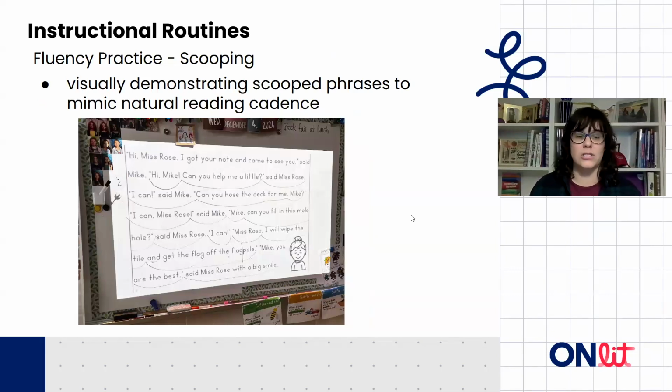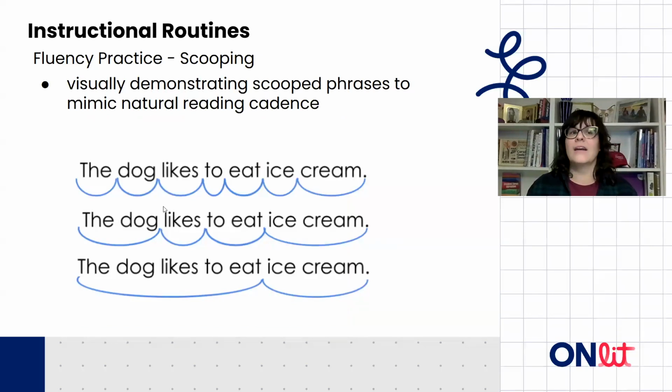So we use something called scooping. Scooping is literally just taking a marker and underlining in a large scoop a phrase at a time, and it challenges them to read more than one word at a time. We want to make sure that they are reading phrases of words that are meaningful, because if we go word by word all the time, that can impact our comprehension. So we look here, the original way that we might be reading a word, the dog likes to eat ice cream. By putting these visual scoops underneath, it helps them to see the larger phrases and get them going.